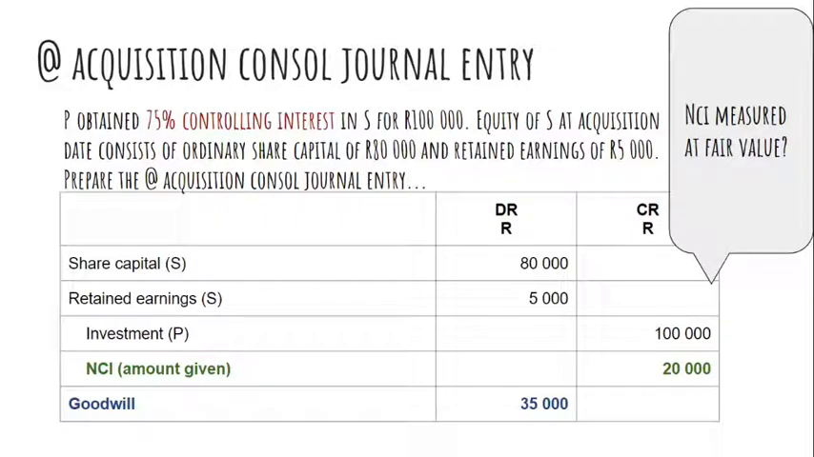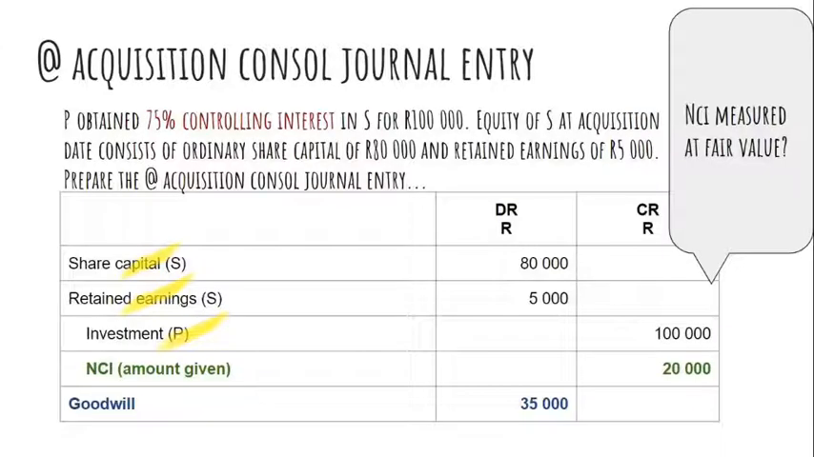The parent can also decide to measure NCI at acquisition date at fair value if they are of the opinion that that is a fairer representation of the value at acquisition date. The fair value of your non-controlling interest will be given in a question. So when we do the at-acquisition consolidation journal entry, always start by eliminating your common items, which is the equity of S against the investment made by P.